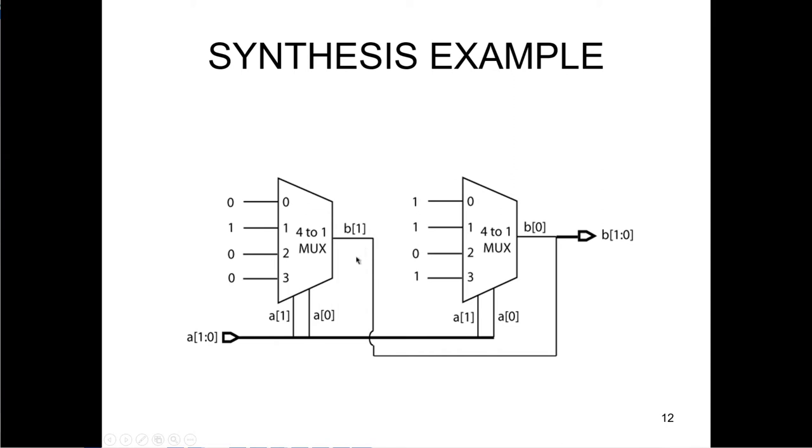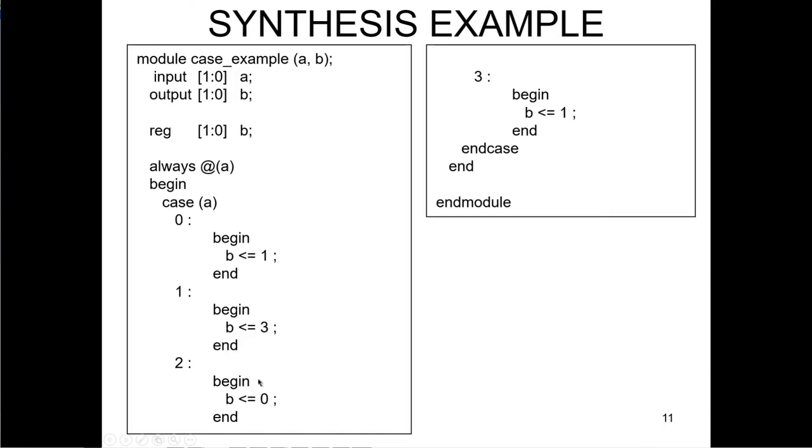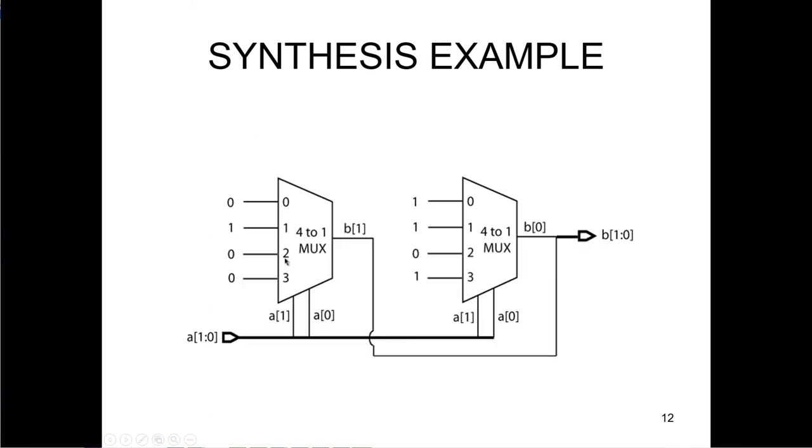And then case 2, B is 0, so that's just 0-0, and then finally back to 0-1 for case 3. So you have zeros for both the higher order and lower order bits here, and 0-1 again. So 0-1, 1-1, 0-0, and 0-1. Those are the choices, and we do that with two multiplexers.